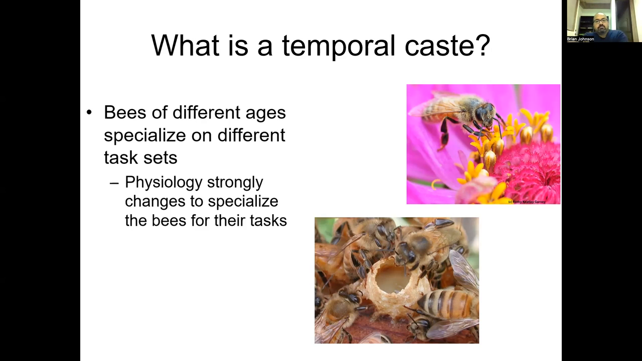So it's a behavioral phenomenon, but it's also developmental and physiological in ways that we're going to talk about in a moment. And even though the bees all look the same, the nurses and the middle-aged bees and the foragers from the outside, internally, their bodies are quite specialized for what they're doing. There's a nurse bee physiological state and an endocrine state and a developmental state, and the same for all of the other castes.